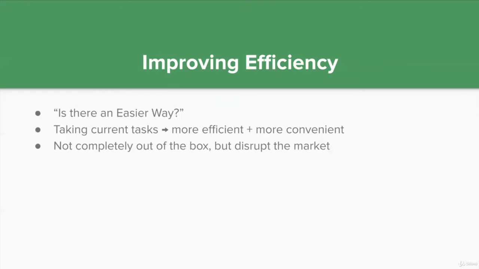So the first approach is by improving efficiency. This entire method boils down to one question. Is there an easier way for something to be done? If you want to take this approach, you'll have to look at current tasks and services and see if there's a way we can make them more efficient and convenient. So while this isn't completely out of the box and you won't be reinventing the wheel, you'll probably end up disrupting the market. A really good example of this approach is Netflix.